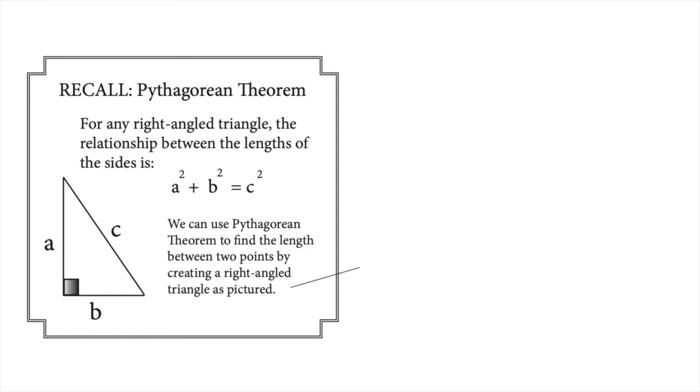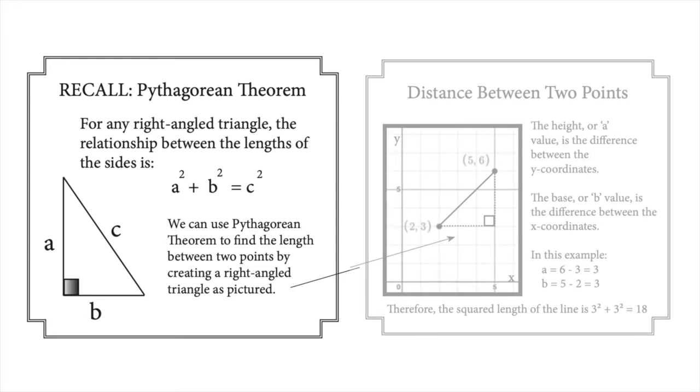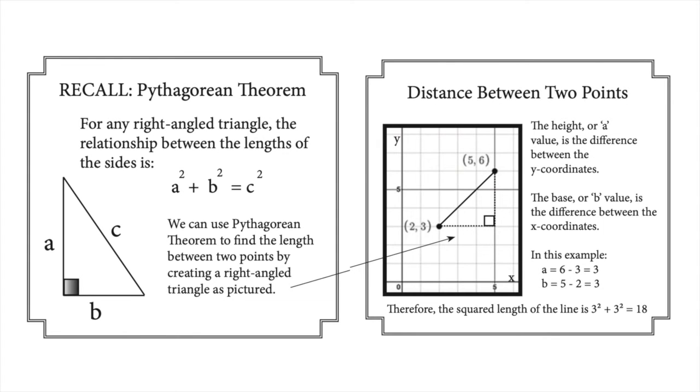We can use Pythagorean Theorem to find the length between 2 points by creating a right-angled triangle as pictured. So here we have the points (2, 3) and (5, 6). These coordinate points are used to describe the location of the point on a coordinate plane, where x is the horizontal axis, and the first number in the coordinate point is describing how far along the x-axis it is, and the second number in the coordinate pair is the value in the y direction, or the vertical axis.